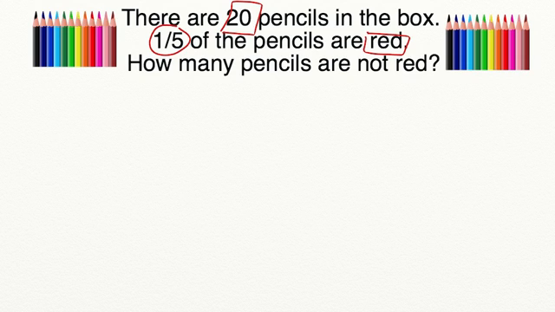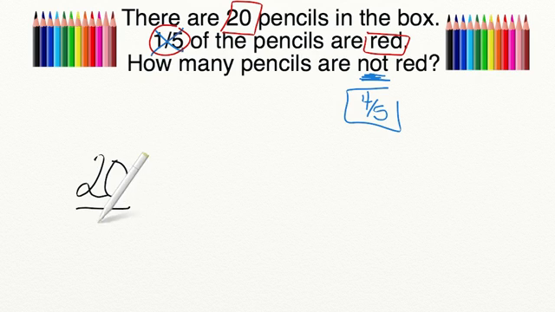But we also need to go one step further because we're trying to find out how many pencils are not red. So that means if 1/5 of the pencils are red, then 4/5 of the pencils are not red. So we actually need to find out what 4/5 of 20 is. All right, now we're ready to go ahead and set up our problem. We know that we're going to be multiplying 20 wholes times 4/5. So I'm going to set up 20 wholes times 4/5.